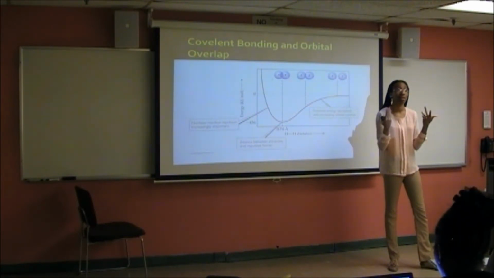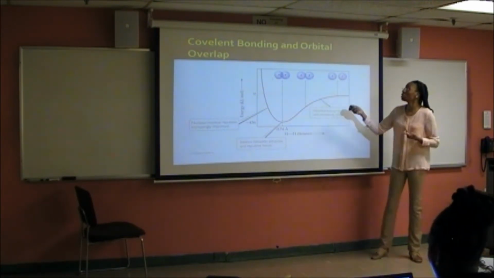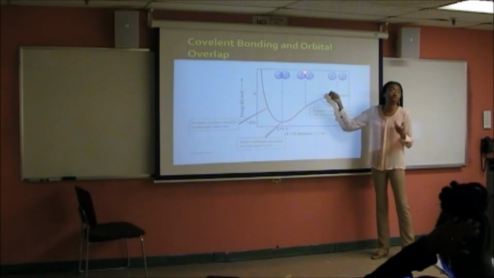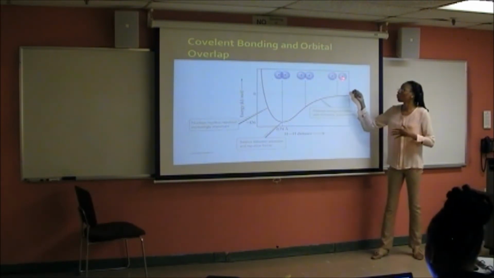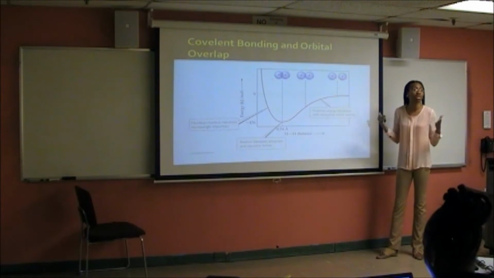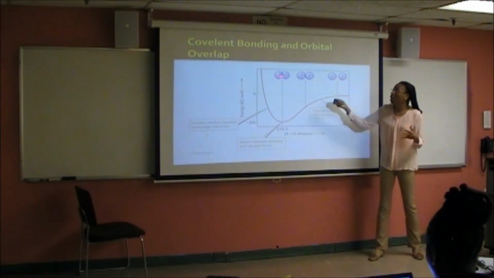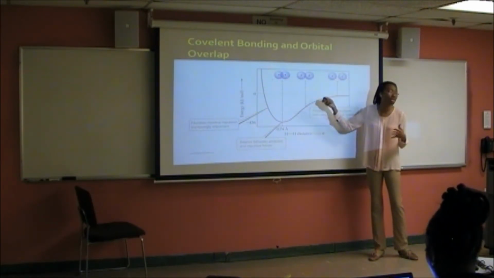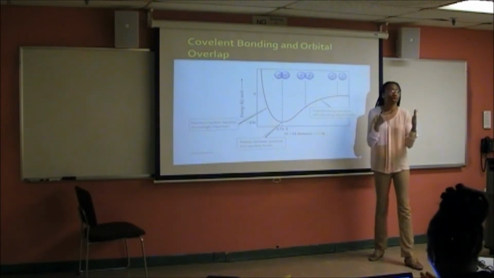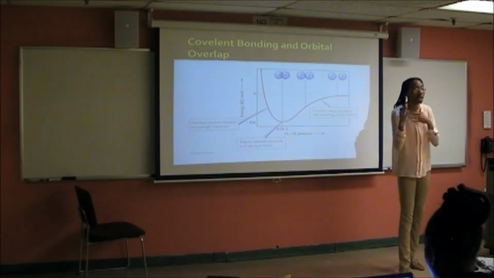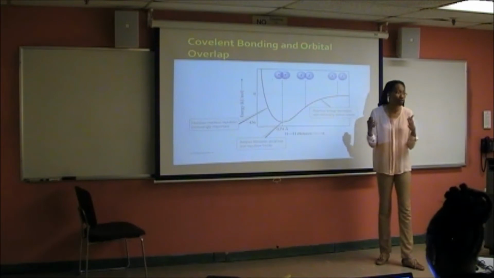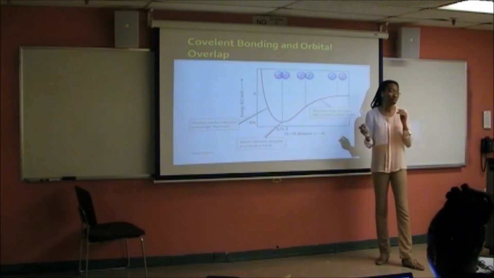It's going to be high. The closer they are together, you're going to increase your potential energy. The further they are, the more you decrease the potential energy. But there's an optimal distance, based on your dipoles and your London dispersion forces, that will get you your bond.